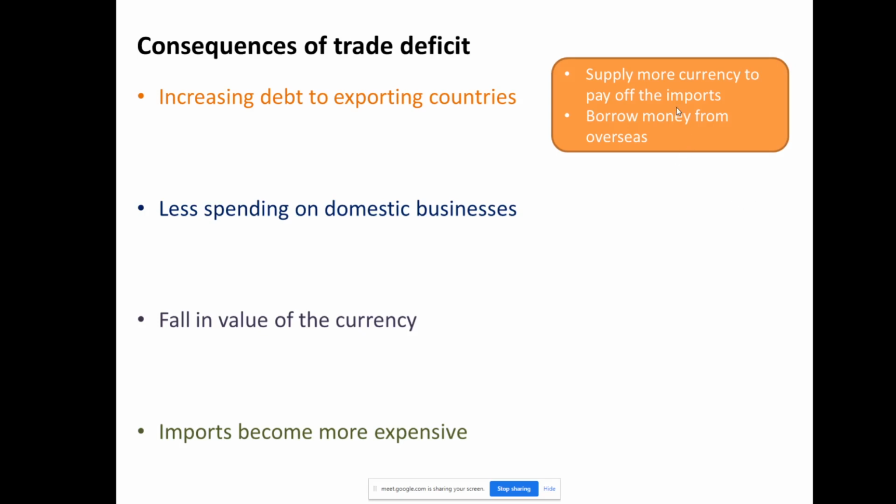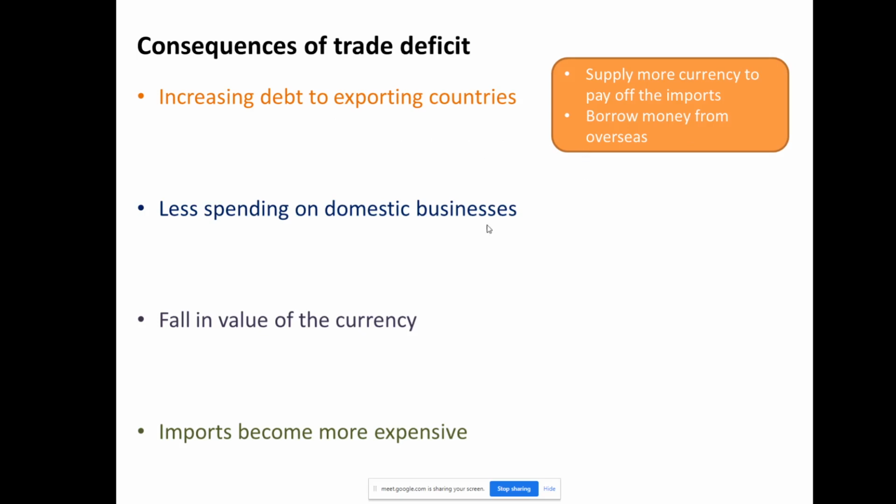So that's the problem. You see here, from the first point, you have to supply more currency, because you need to supply your currency to get some other country's currency in order to pay off debts. So there are two ways: either you sell more of your currency in exchange for other currencies to pay off the debts, or you just borrow money from overseas. But at the end, the financial burden for your country will be increased.